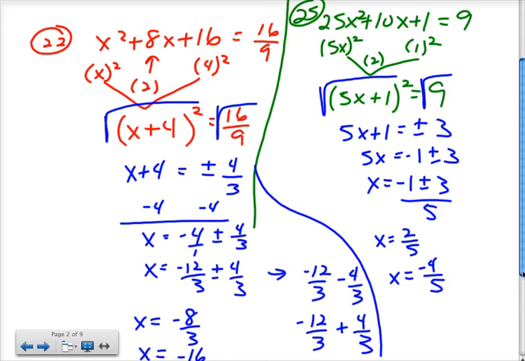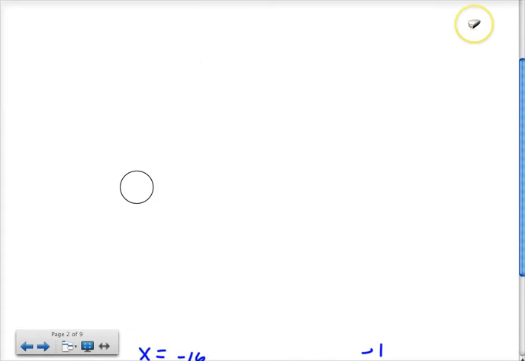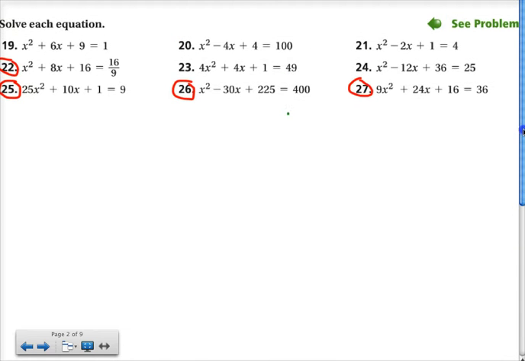And I will need to erase here so that I can do the other two problems that I have up here as frequently asked questions. Number 26.